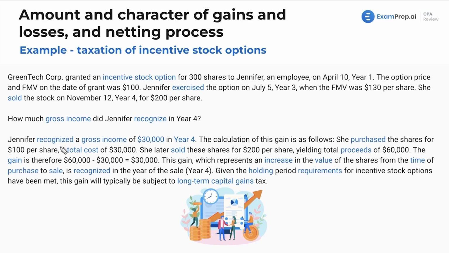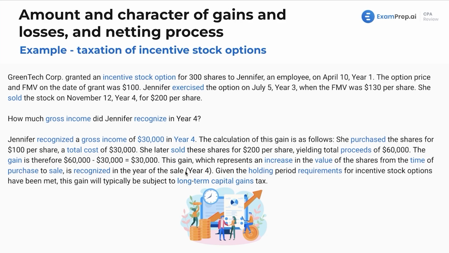Well, Jennifer recognized a gross income of $30,000 in year 4. How do we get that? Well, she purchased the shares for $100 per share, a total cost of $30,000. She then later sold those shares for $200 per share, yielding total proceeds of $60,000. The gain is pretty simple then there. It's just 60 minus 30. This gain, which represents an increase in the value of the shares from the time of purchase to sale, is recognized in the year of sale, which makes sense.